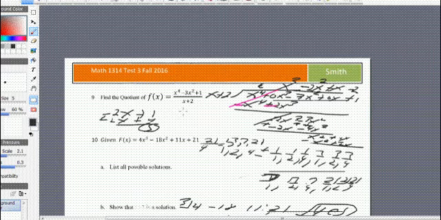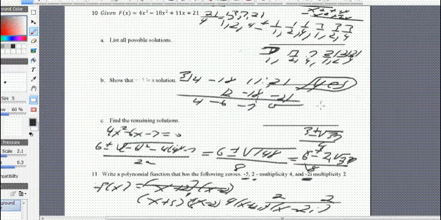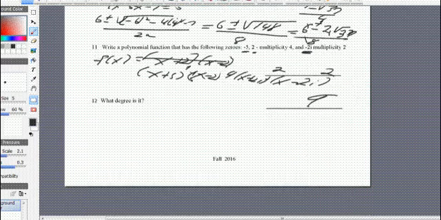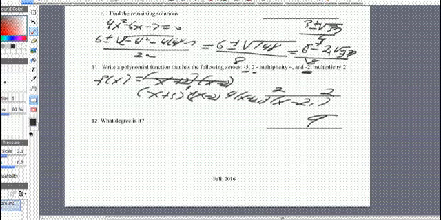So the final answer is going to be all this junk up here, which is x cubed minus 2x squared plus x minus 2, with the remainder of 5 over your divisor, x plus 2. That's the test. Thank you very much.